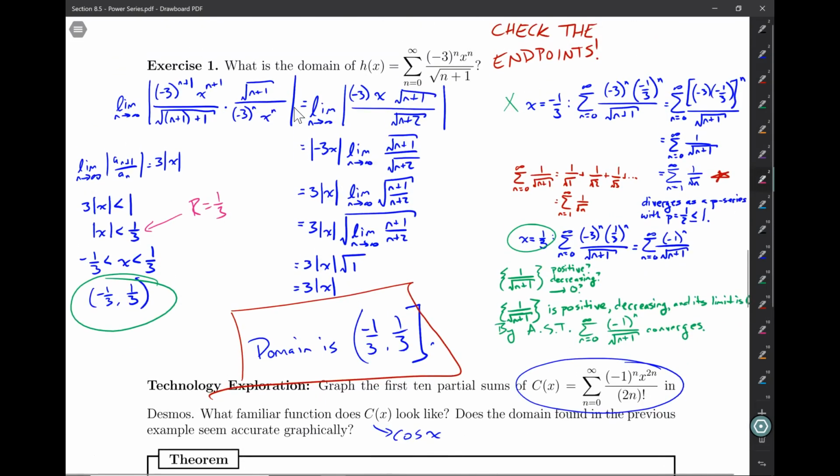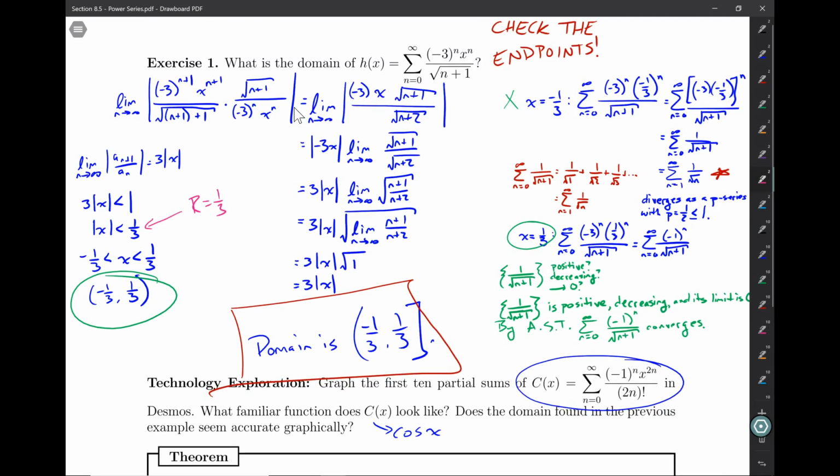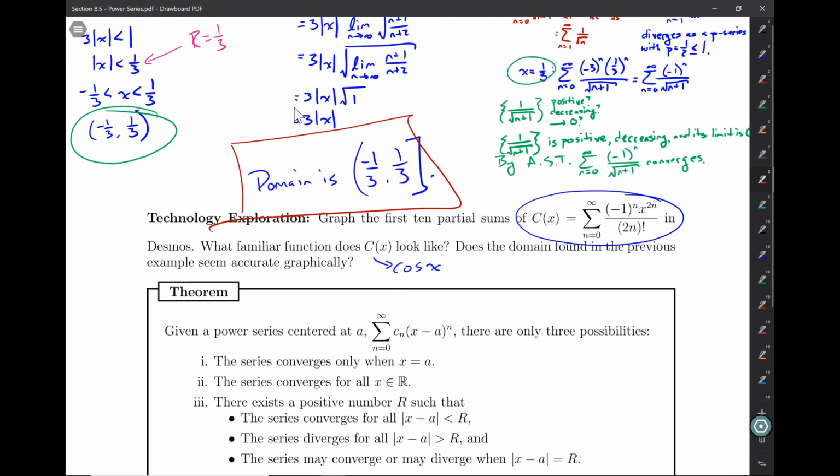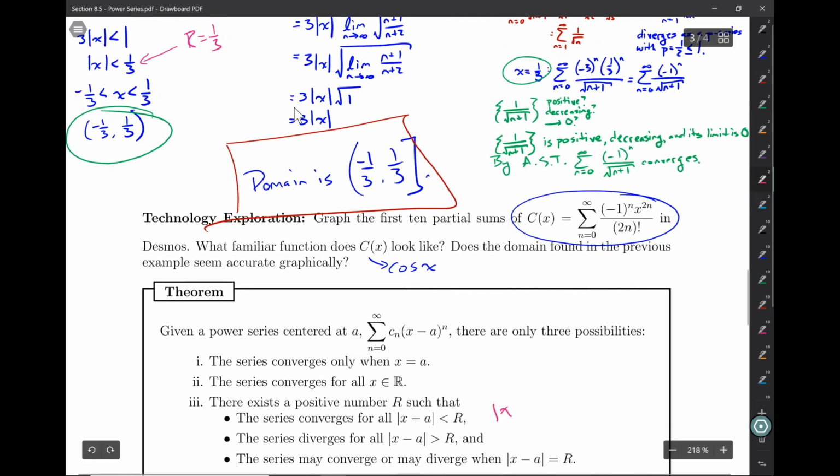And our center, in this case, was actually 0. So what we ended up with was an absolute value of x minus 0 less than 1/3. In this case, r was 1/3. We found that this series converged when the absolute value of x was less than 1/3. It diverged when the absolute value of x was greater than 1/3. And then the series converged at positive 1/3 and it diverged at negative 1/3. But that was something that we actually had to check when we checked the endpoints.